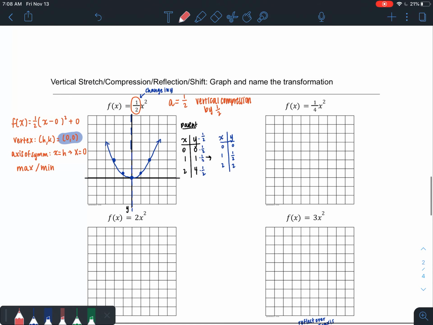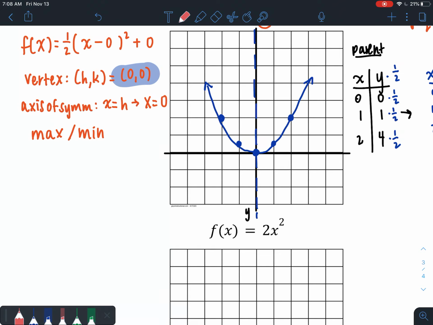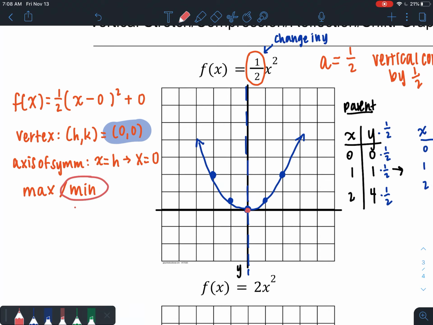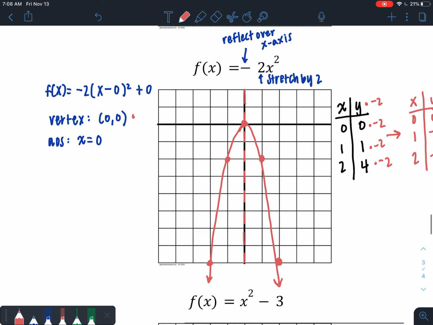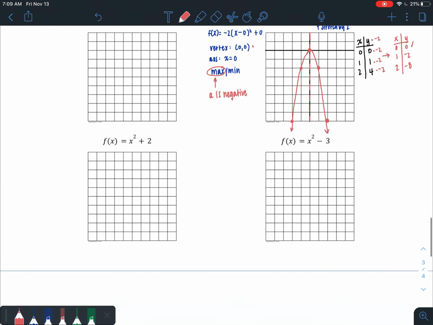So let's talk about our max and our min. For the first one, I obviously have a minimum because I have a low point right here. This is going to happen when our a value is positive. And then we're going to have a maximum point when our graph is flipped, when a is negative. So that is a pattern that you can notice right away. All right, the rest of the worksheet is your homework.